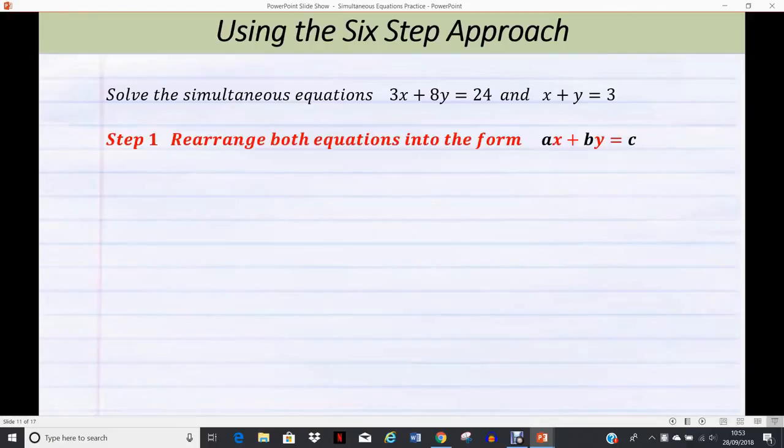We'll rearrange both equations into the form ax plus by equals c. Well, in this case, they've already been rearranged for us. We don't need to do anything other than label them equation 1 and equation 2. So that's nice and easy.